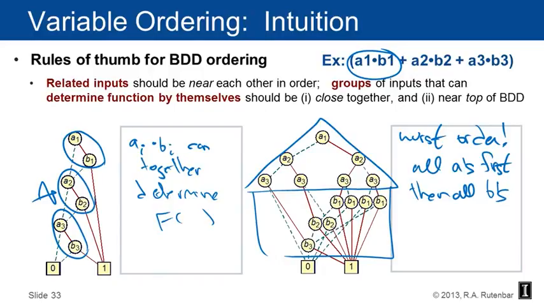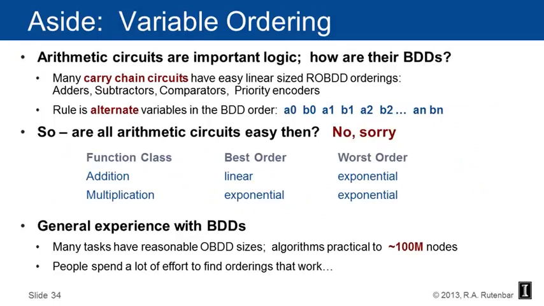And that makes everybody unhappy, right? So, related inputs should be near each other. Groups of inputs that can determine the function by themselves should be close to each other. And as far as you can, you could shove them up toward the top of the BDD. Can't always do it, but that's the basic heuristics. It's worth knowing what works for BDDs and what doesn't work for BDDs.